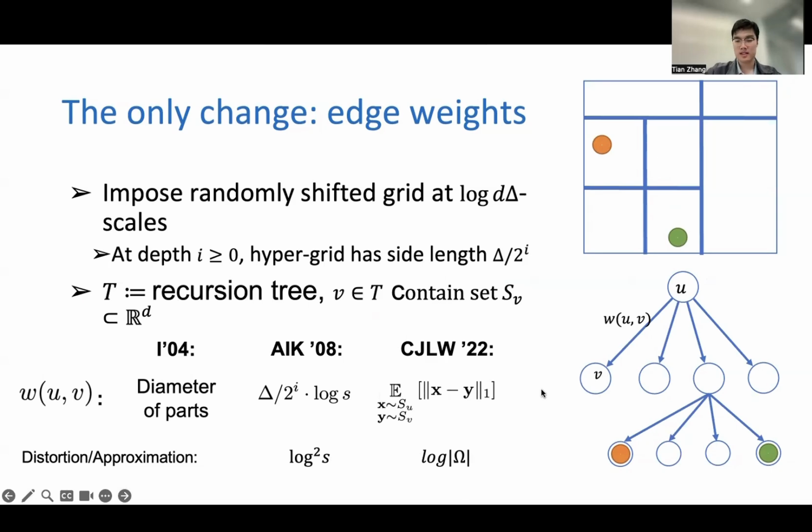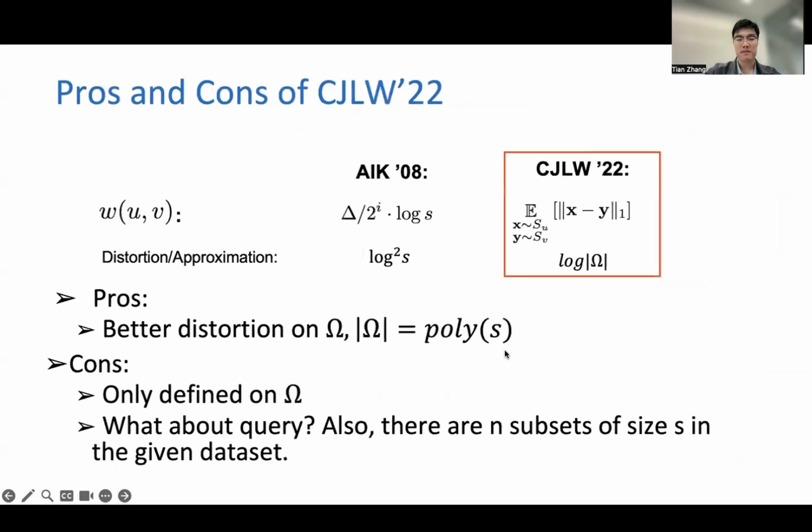So let's take a closer look at this tree embedding. Okay, what's the pros of that? Well, when our data set is not too large, say it's like poly S, then we can actually achieve a log S distortion here, which is better than log squared. But the cons is also obvious.